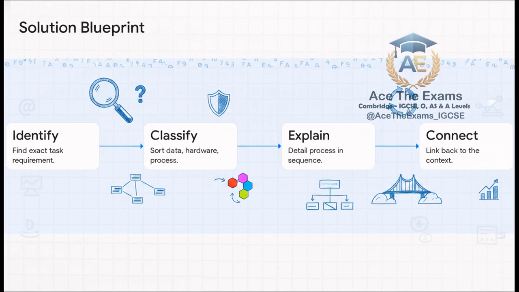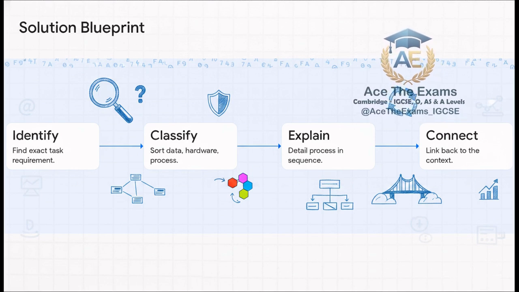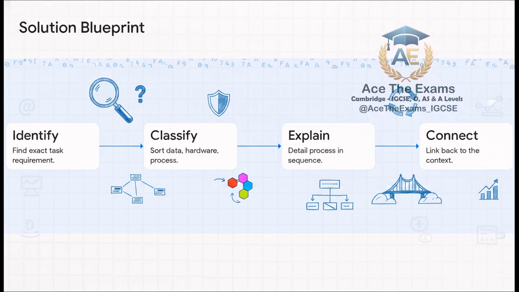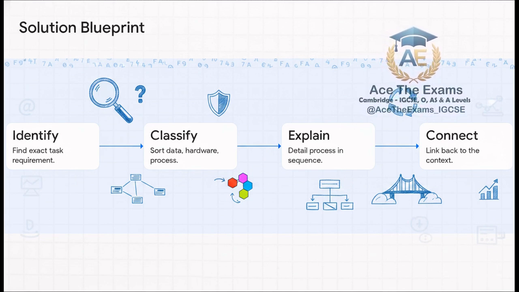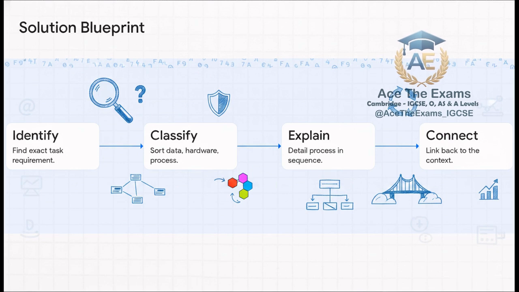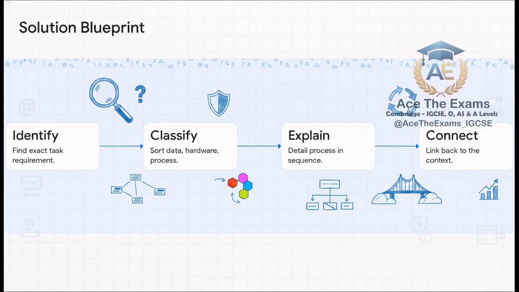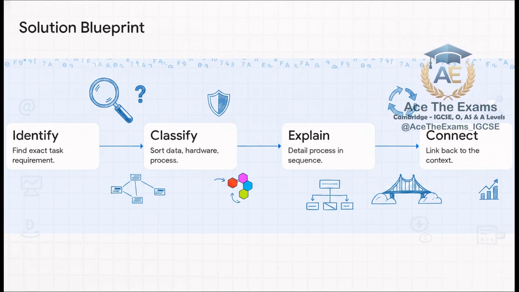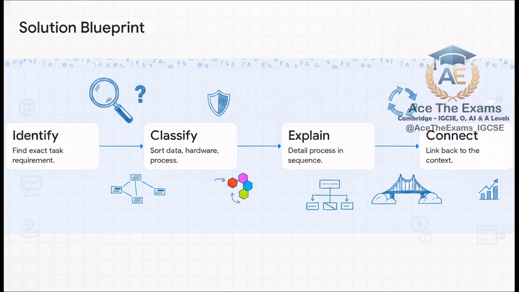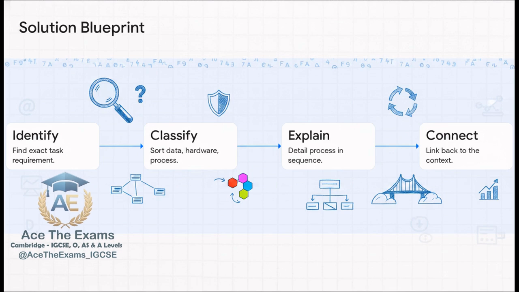Step 3. Explain the process in a clear, logical sequence. For instance, if you're explaining how a color is represented on a screen, you must explain that 2 hex digits represent red, 2 are for green, and 2 are for blue. Step 4. Connect the explanation right back to the context. This maps perfectly onto that PEEL framework we discussed earlier. If you rigidly follow these 4 steps, you are virtually guaranteeing that you hit the marking criteria.